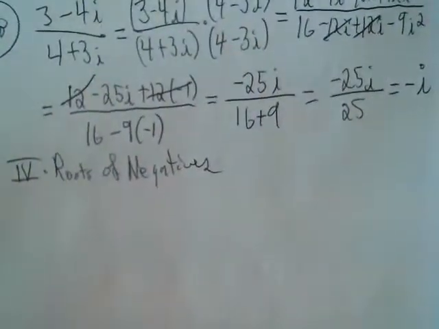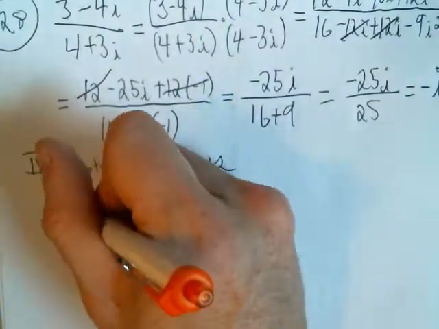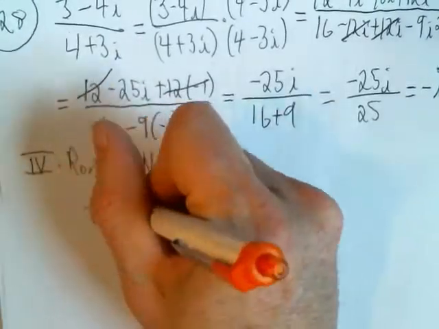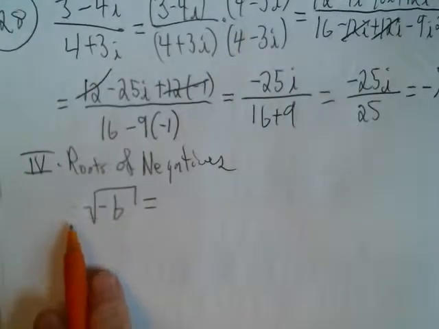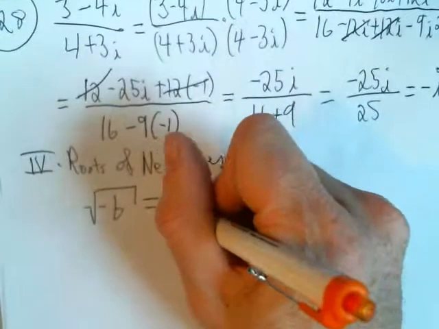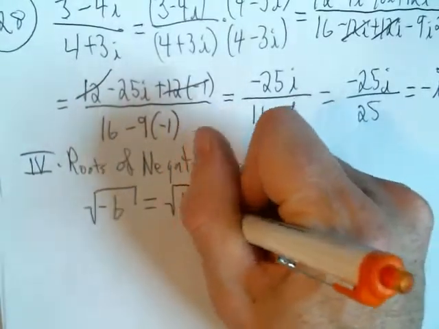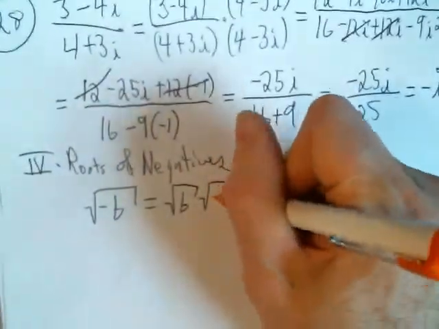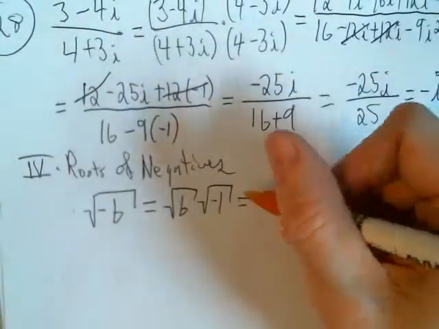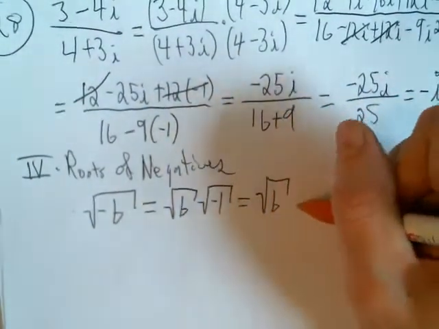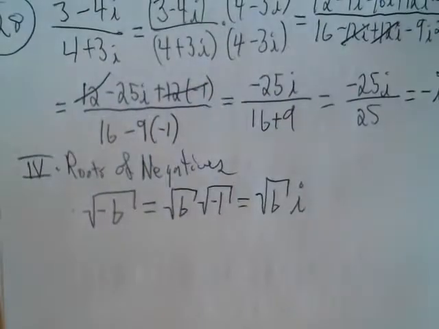Okay. And the deal is you kind of march the negative out the back door. The book will probably put the i in front, but I like to put it in the back because I'm marching out all the perfect squares into the front. So you end up with square root of b times square root of -1, square root property, and then square root of b times basically i. Okay.